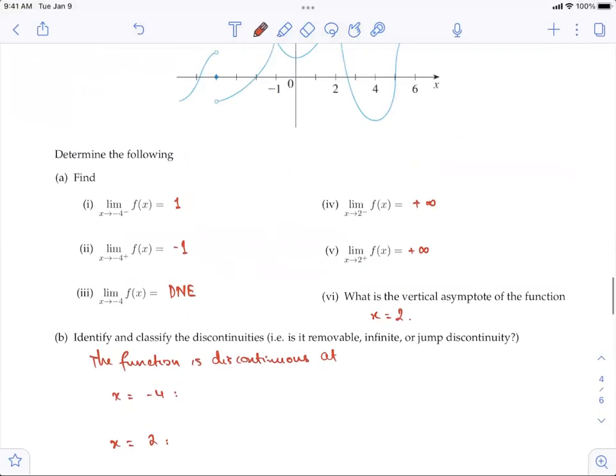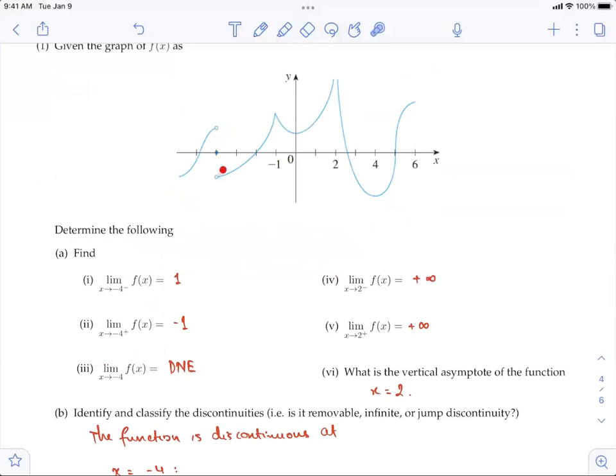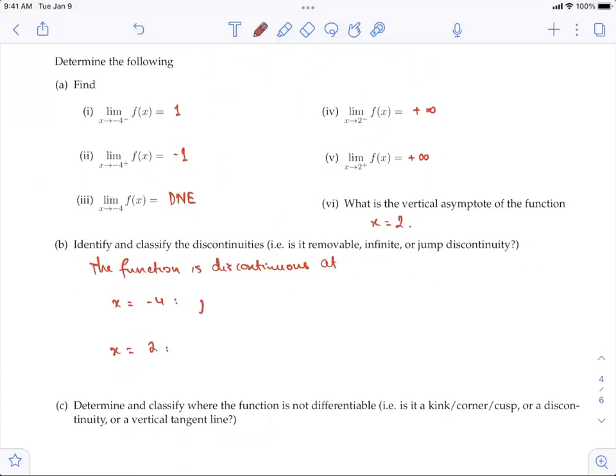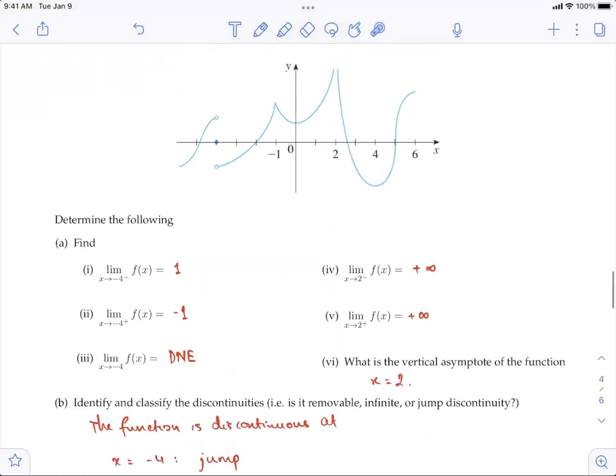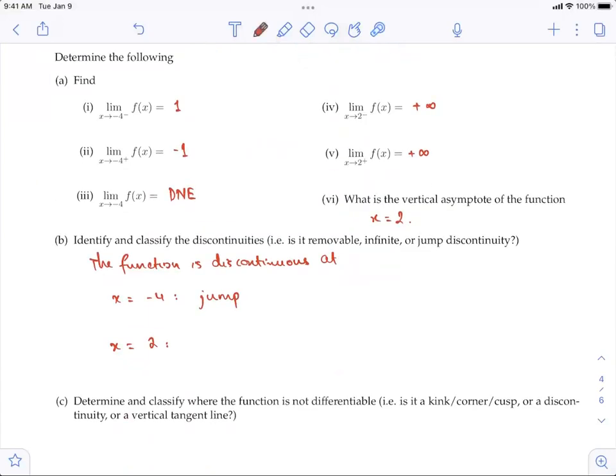At x equal to -4, this is a jump discontinuity because you see holes at the point of consideration and the limit does not exist. So this is a jump discontinuity. At x equal to 2, you can see this is an infinite discontinuity because the limit will lead to +infinity or -infinity in some cases. So this is called an infinite discontinuity.